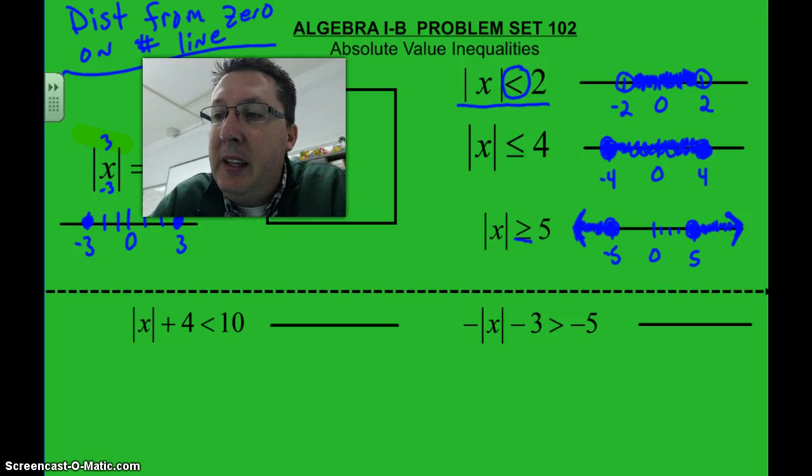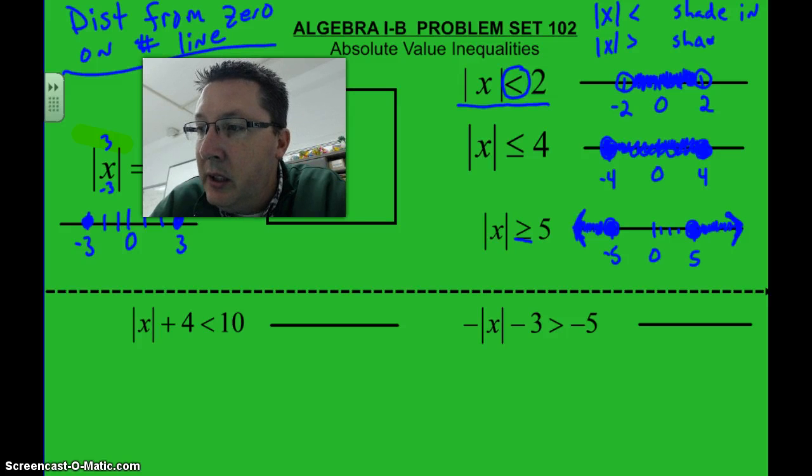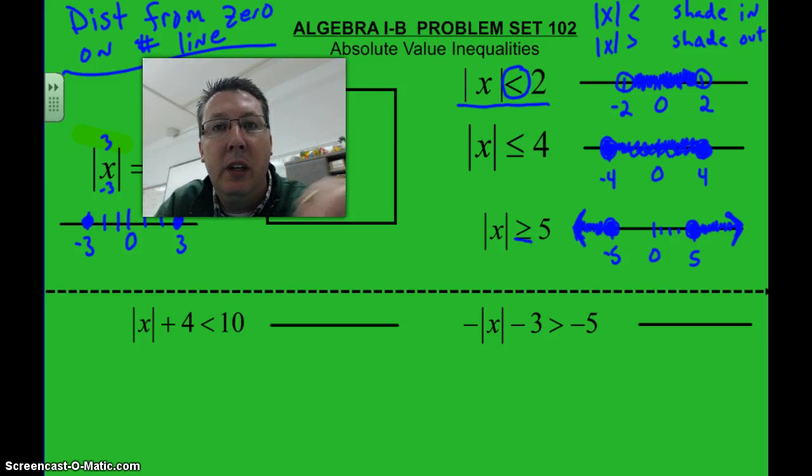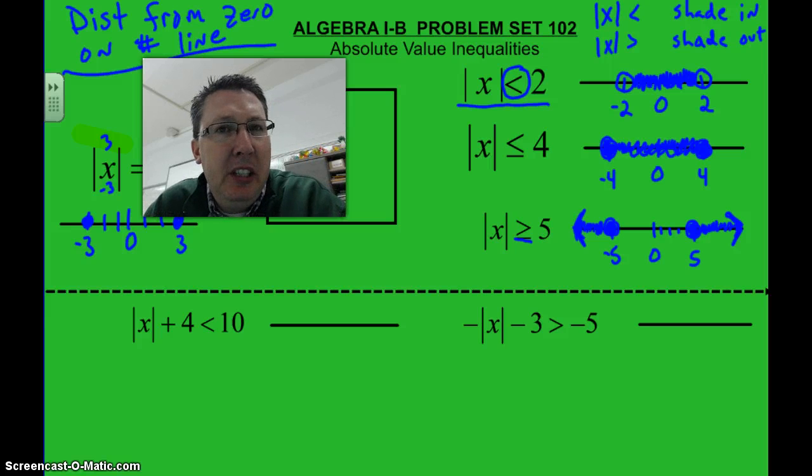Things to remember. If your absolute value of x is less than or equal to, you're going to shade inside. If your absolute value of x is greater than or equal to, you shade out. Shade out. Okay? Less than in, greater than out. All right?